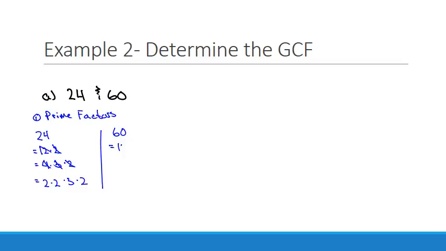60, I'll say 15 times 4. 15, I'm going to say is 5 and 3. 4 will be 2 times 2. Okay, so I have the prime factors for these two numbers written out.